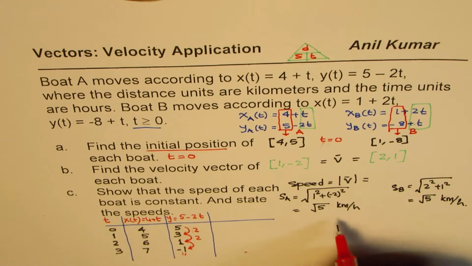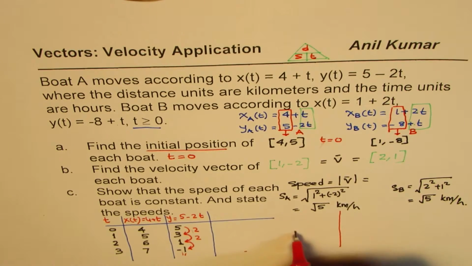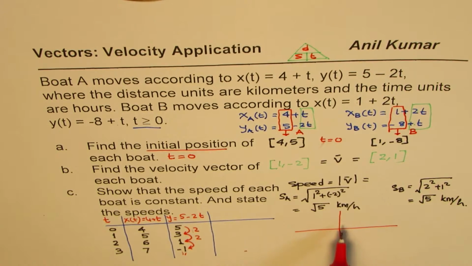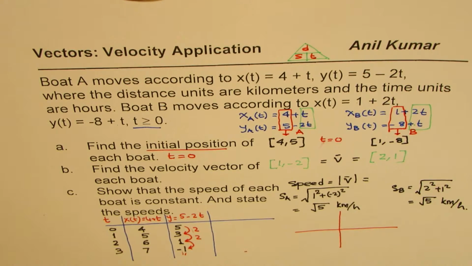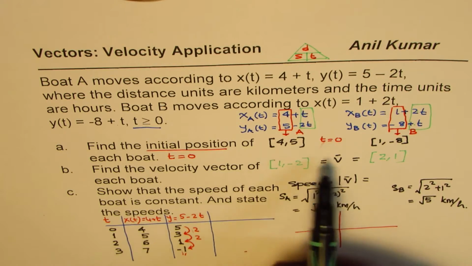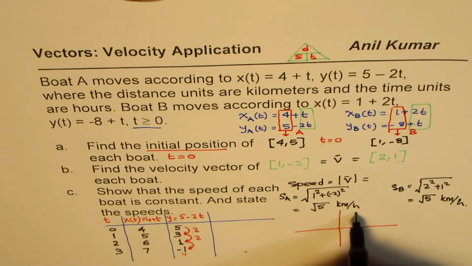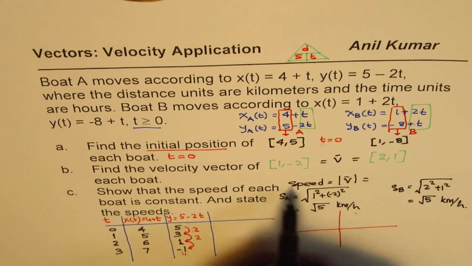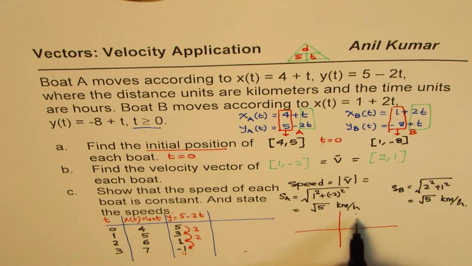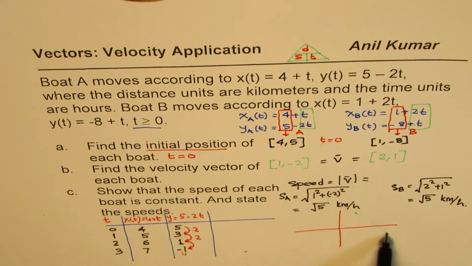And what you can also do is plot it. If you plot it, you will see that the graph of the first one will start at 4, 5. Let me use 2 different inks. And then it is going to move 1, minus 2. So let's say it starts here, and it moves 1, minus 2, meaning x 1, y minus 2. So it moves like this, right?